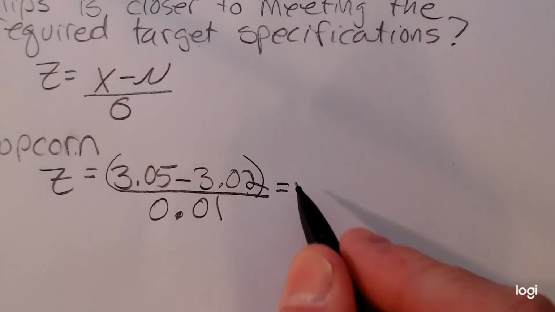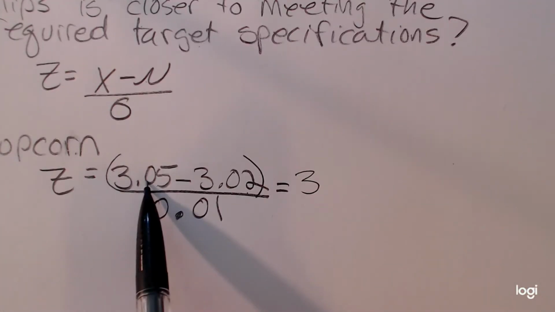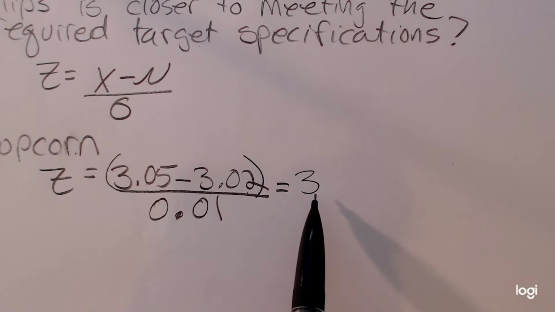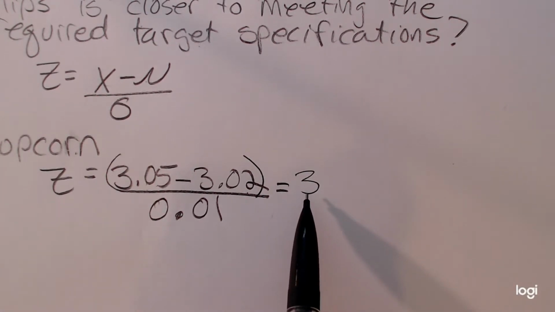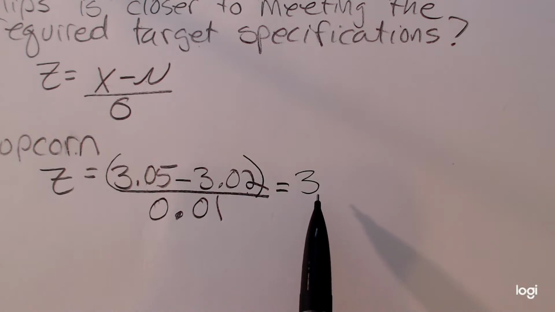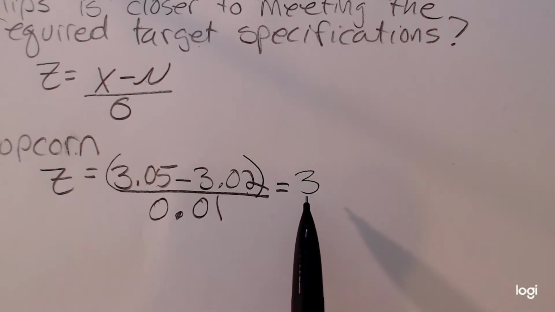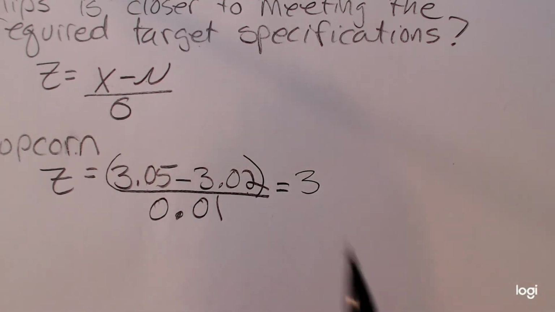So what this means is that this observation is 3 standard deviations above the mean. And that is actually considered an unusual value. Any z-score that's 2 or more is considered unusual, and any z-score that's -2 or less is also considered unusual.